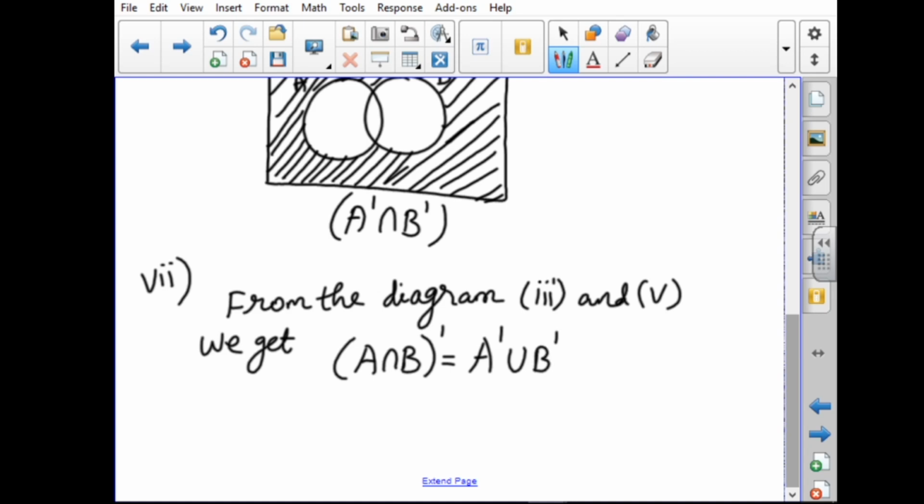Okay, it is one type of result. We will use this formula in future. So A intersection B whole dash is equal to A dash union B dash. Okay, thank you.